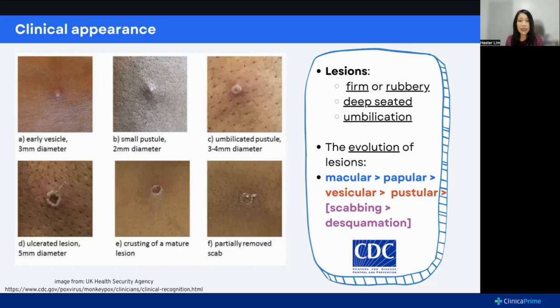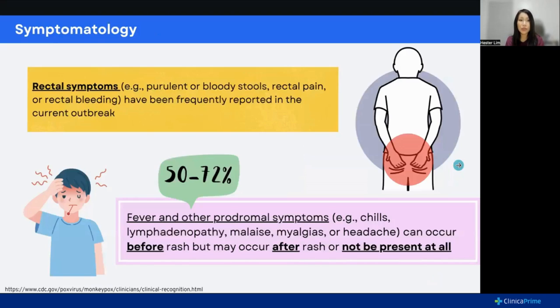The evolution, again, as I mentioned, is particularly important because we are looking for things changing from a macule to a papule to a vesicle to a pustule, followed by scabbing and desquamation. Other aspects of symptomatology are also very important when assessing a patient with Mpox.